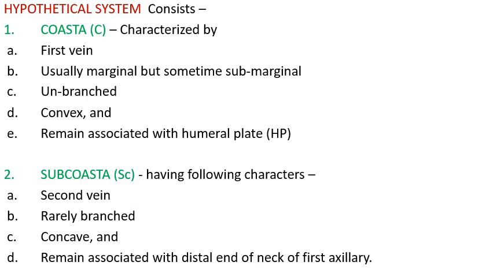The second is the subcosta, as proposed by Comstock and Needham. Generally, it is represented by Sc. This is the second vein, normally unbranched, but in some insects it may be branched. The basic structure of this subcosta is concave, and it is found associated with the distal end of the neck of the first axillary.